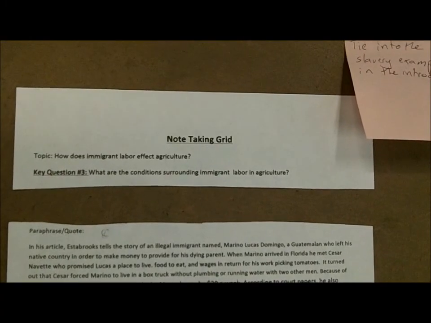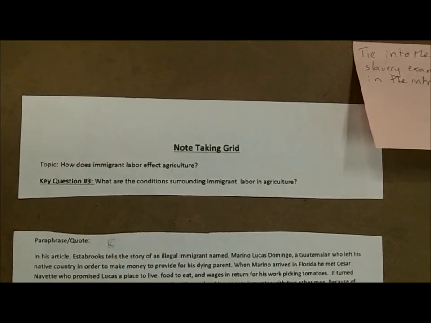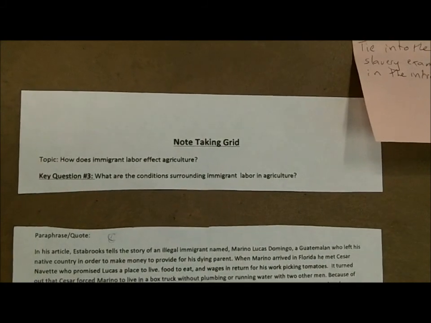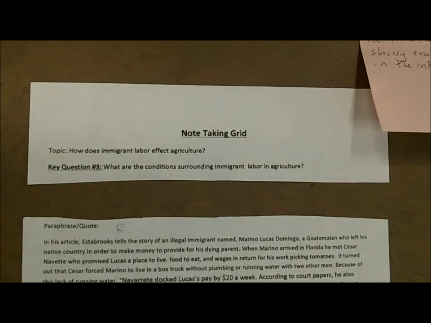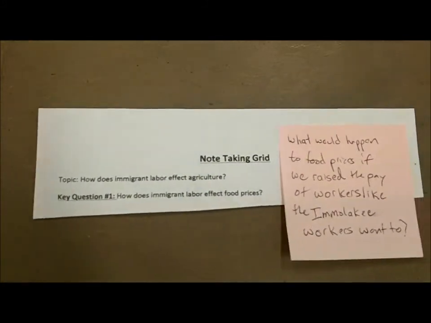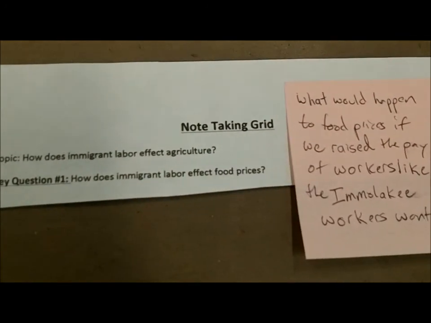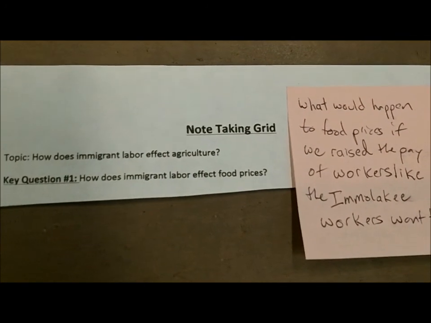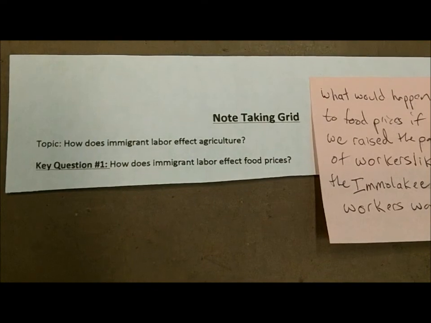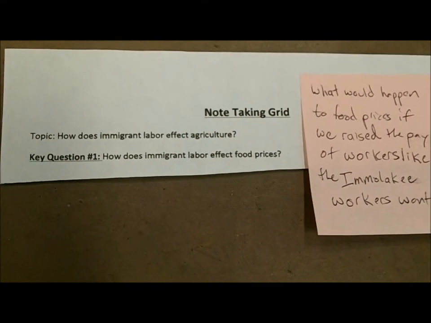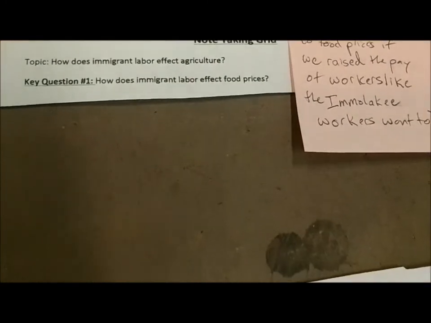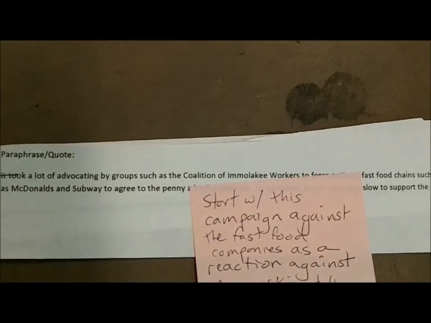You will notice that at the top of each column I put the key question that I have been asking on this topic, so that it makes sense to me what should all go beneath it. So I know that if this key question deals with immigrant labor and food prices, then all of my notes and quotes and paraphrases and reactions that deal with immigrant labor and food prices should go under that topic.